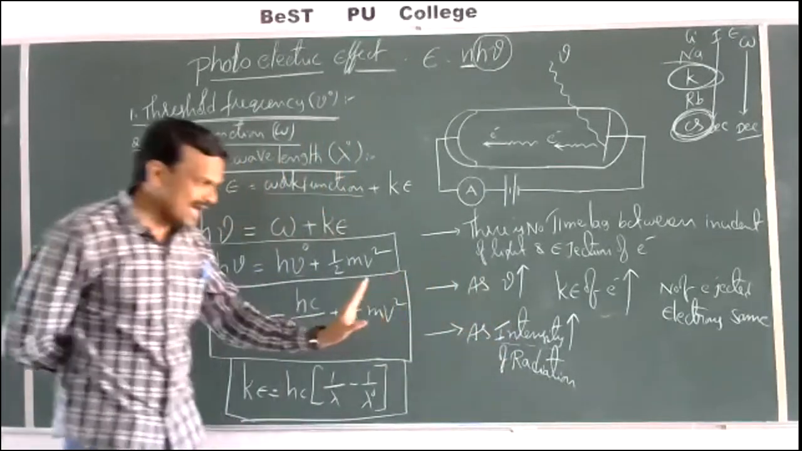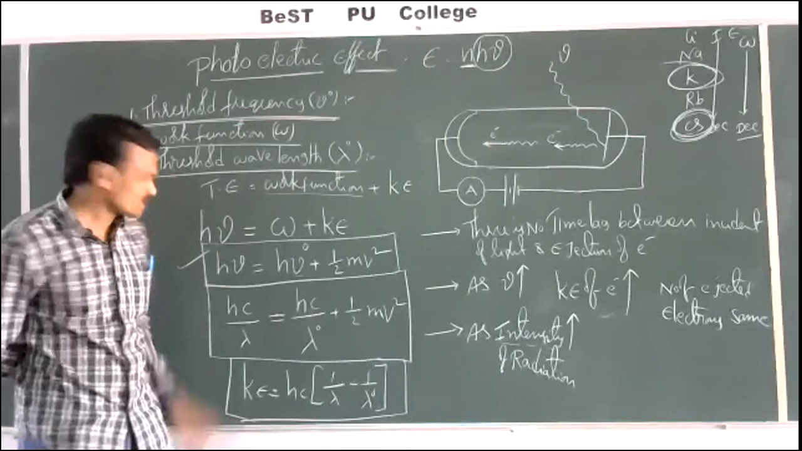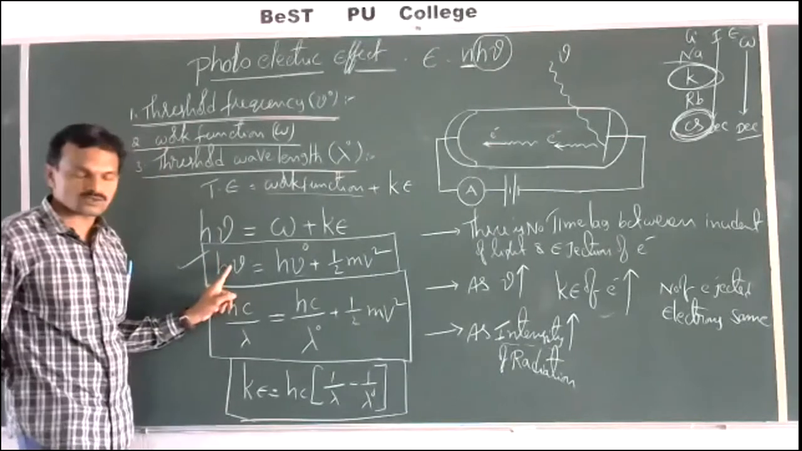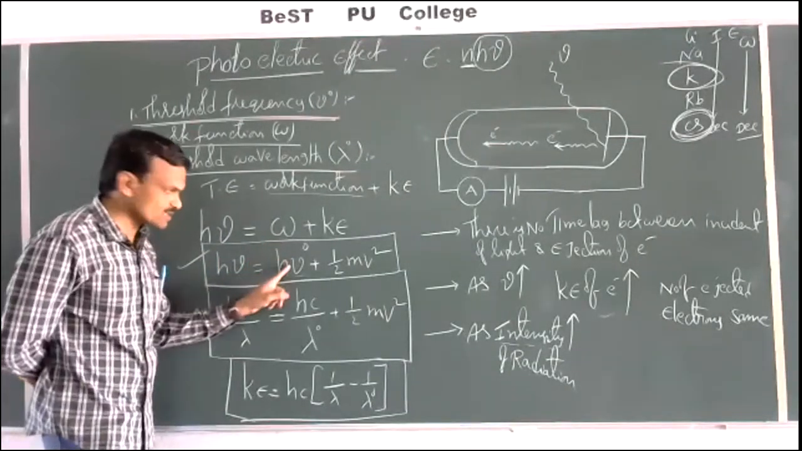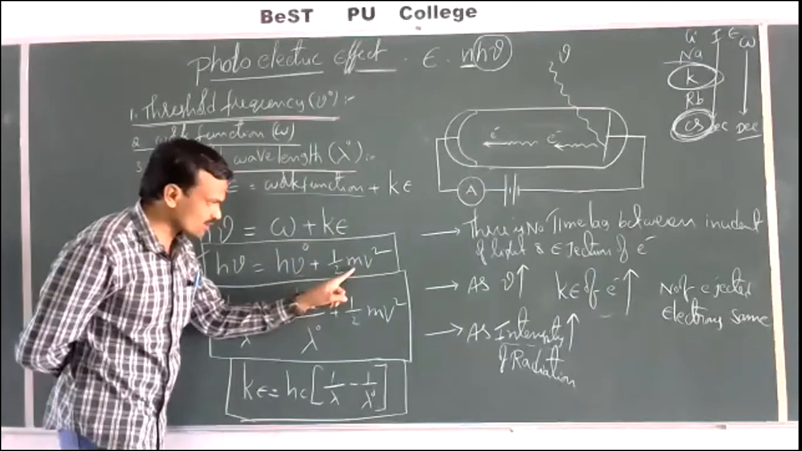So as the intensity of radiation increases, energy of each photon remains constant, work function is constant, then kinetic energy is also constant, does not change.